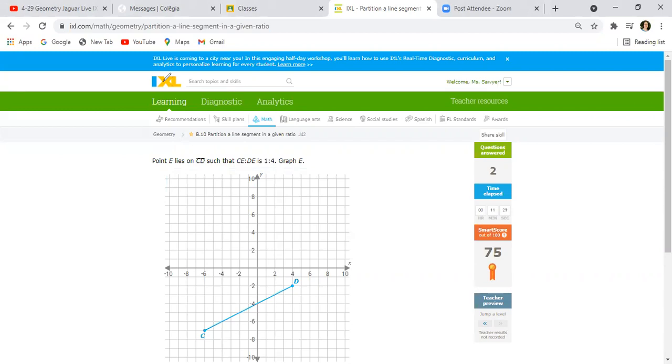But that's what you are doing on B.10. And hopefully this helps you a little bit if you're stuck.